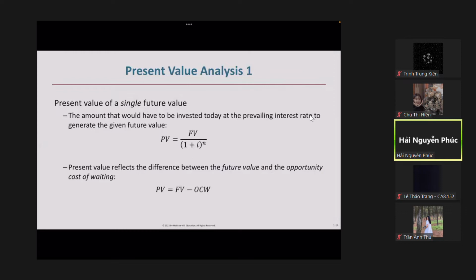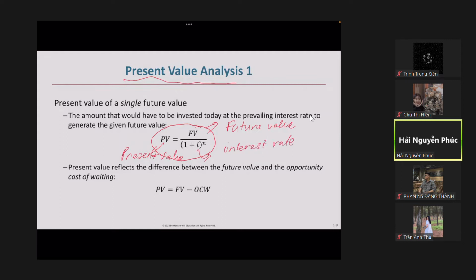Now, here we are going to look at some useful formulas for present value analysis. Yeah, we are going to convert all the future value into present value. Right? And the formula we have is quite simple. It is this one. PV stands for the present value of something. FV stands for the future value of something. Right? I is the interest rate, or sometimes we call it the discount rate. Right. And N is the number of periods. All right.